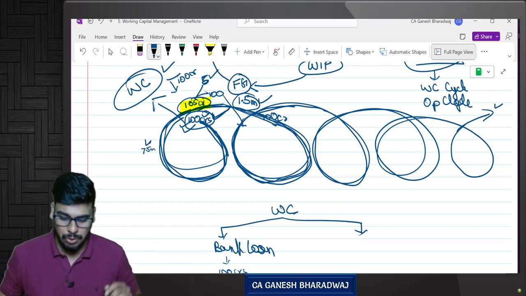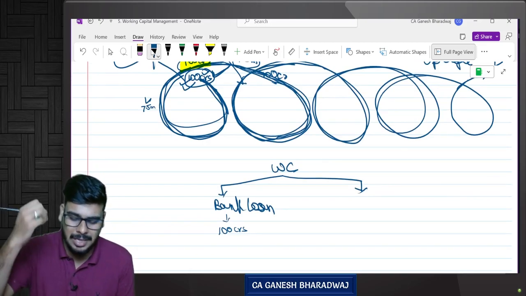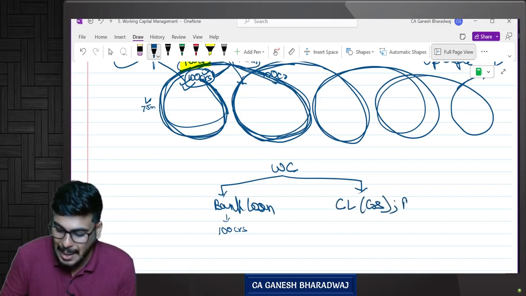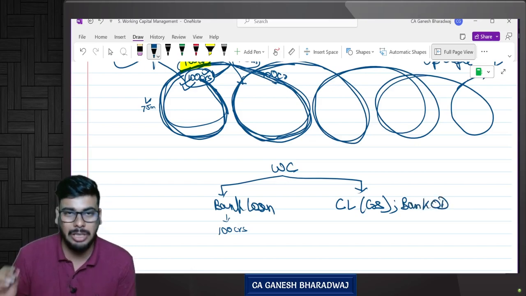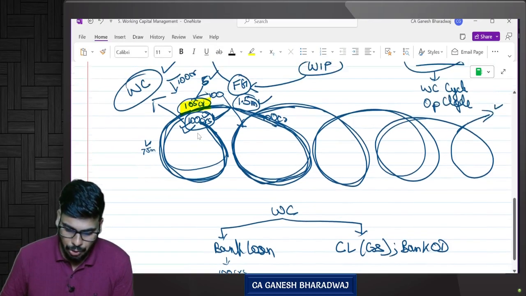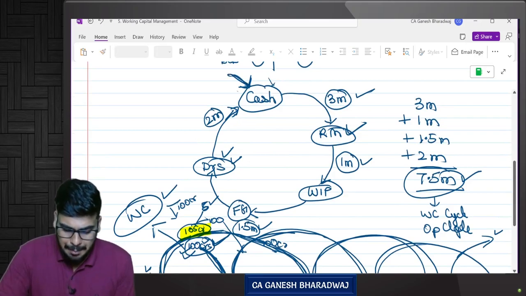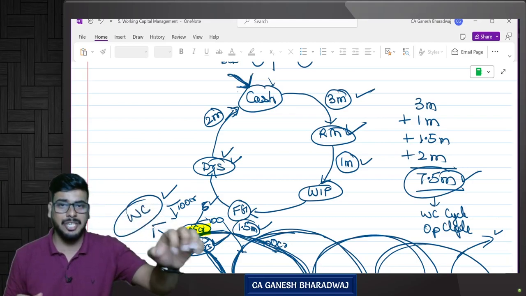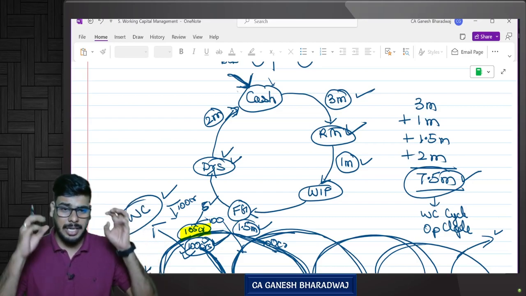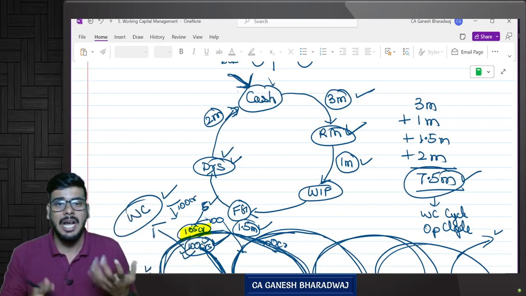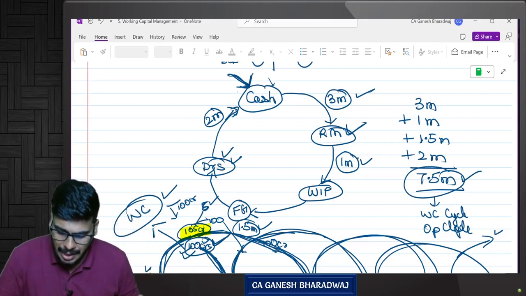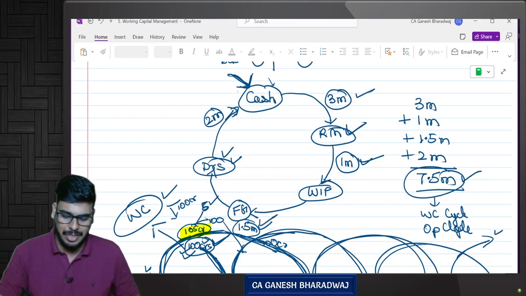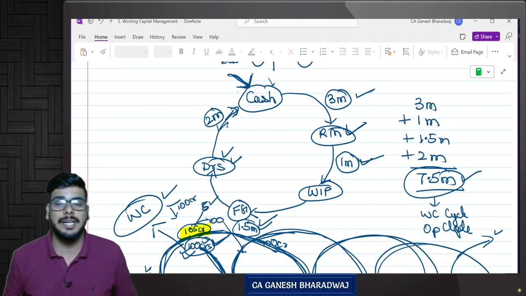Now, what is another source for financing your working capital? This could be your current liabilities, that is trade creditors or bank OD, etc. Short-term borrowings, etc. Sir, what is this? Now, look at this: once I bring cash into the business and purchase raw material, it stays in my stock for a period of 3 months, correct? So technically, once I invest in my raw material, I cannot convert it into money. It stays idle for 3 months. After that, another 1 month is required for converting it into FG. Then 1.5 months it remains in the FG stock. Then 2 more months it takes to actually convert it into my debtors. Correct?